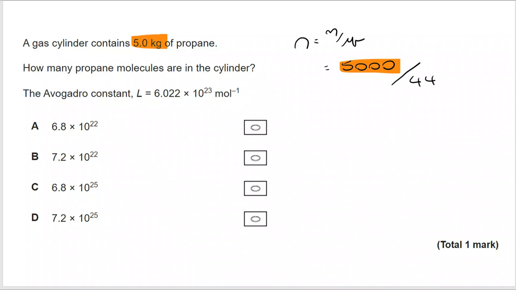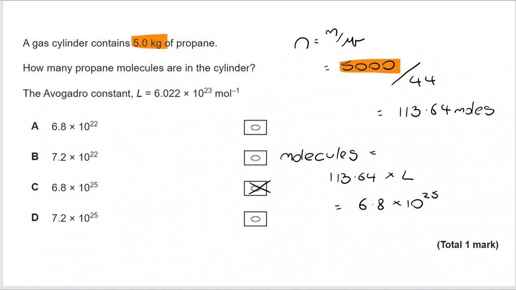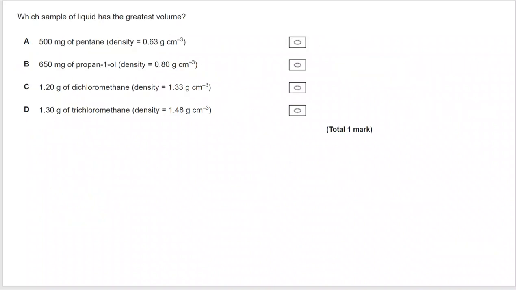I now do the division. 5,000 over 44 gives me 113.64 moles of propane. I don't want the number of moles, I want the number of molecules. So I'm going to multiply the number of moles by Avogadro's number. I do that and it takes me to 6.8 by 10 to the 25. The correct answer is C. On to the next question here for you to have a think about.